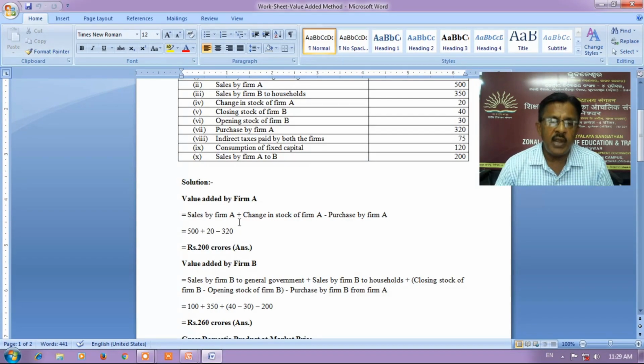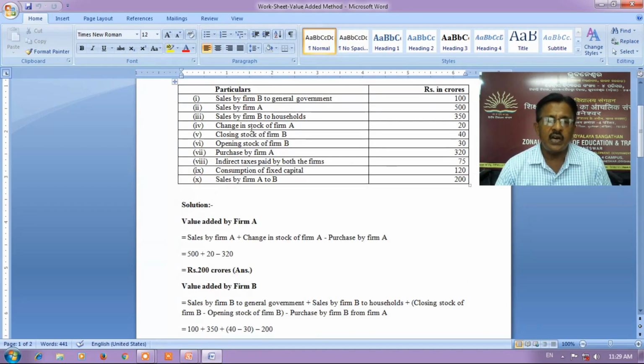Value added by farm A, according to this question: sales by farm A plus change in stock of farm A, because you have read that sales plus change in stock is value of output, that is one of the methods of finding the value of output, minus the intermediate consumption, that is here purchase by farm A. So you see the sales is 500, and change in stock is 20, and purchase by farm A, that is the intermediate consumption, is 320 here. So the result is 200.